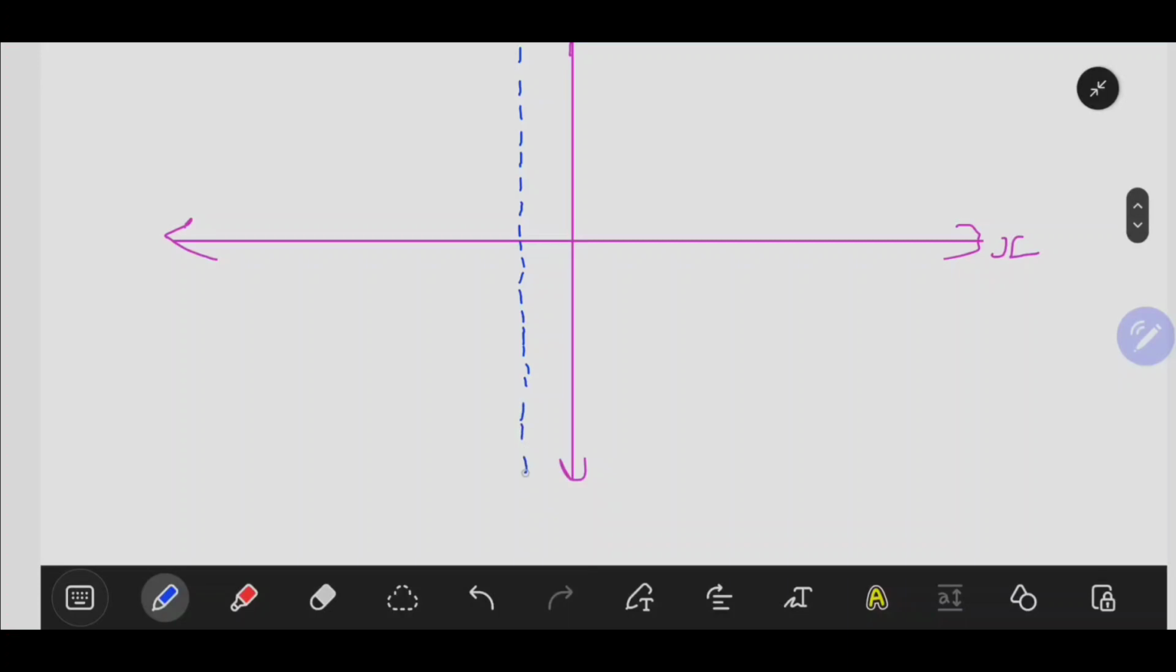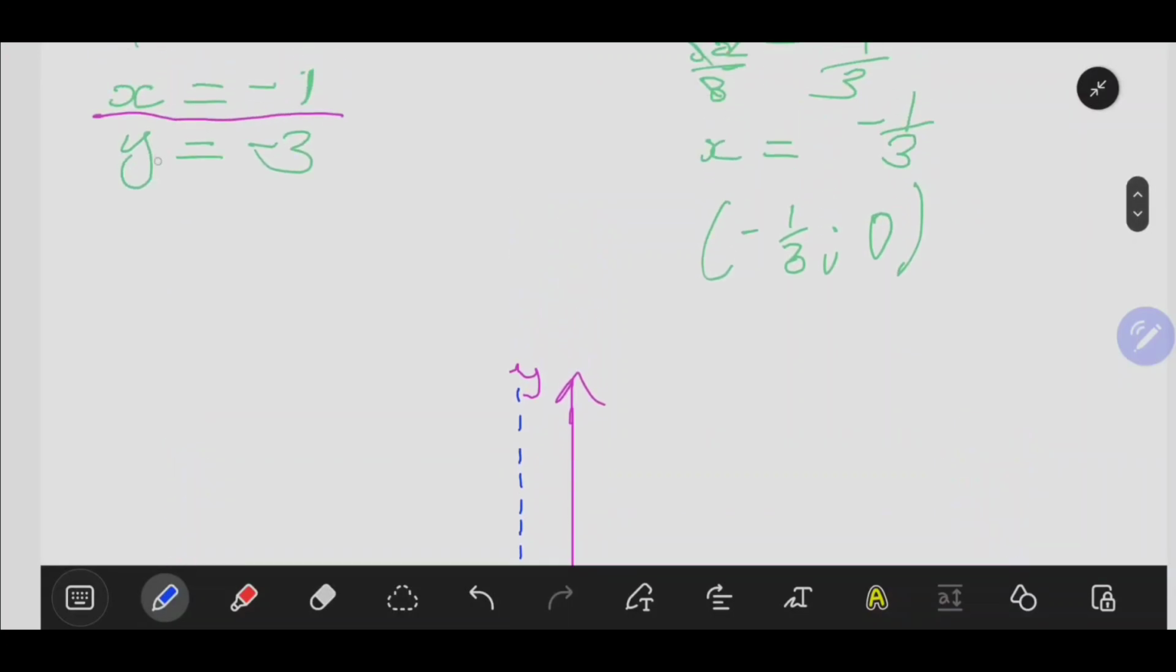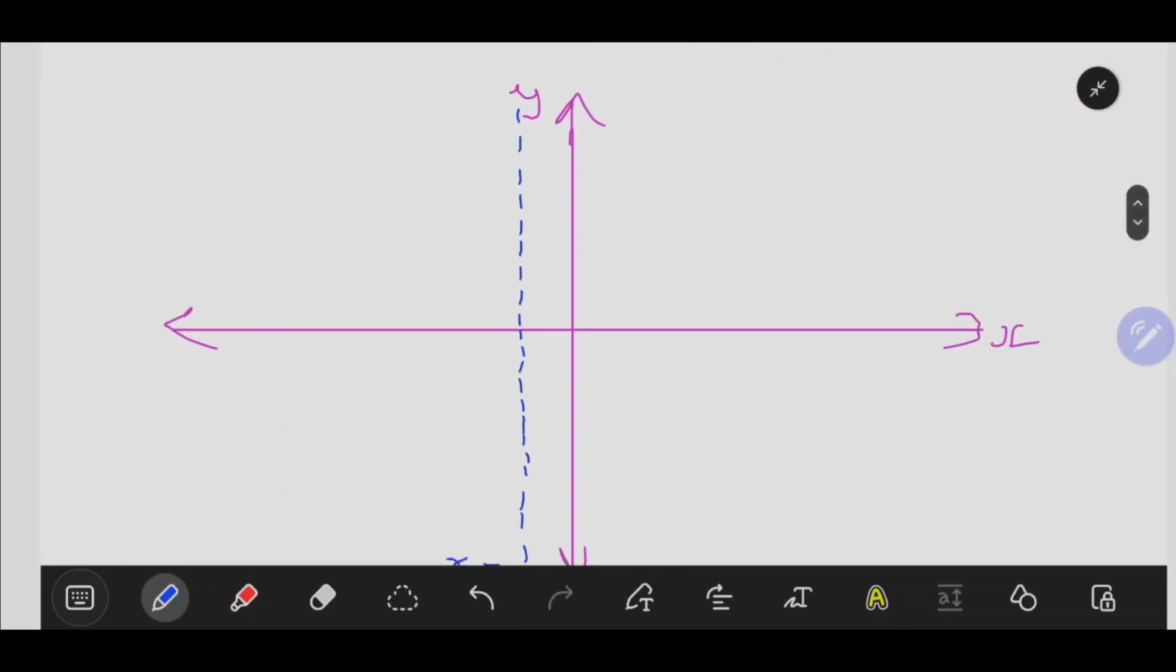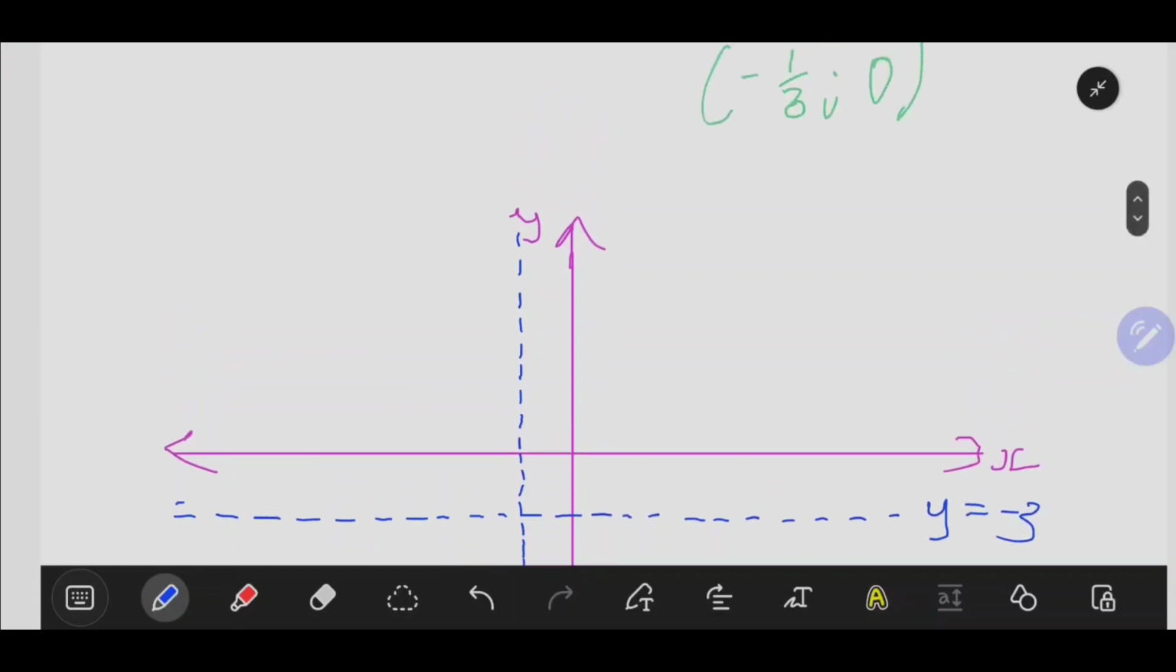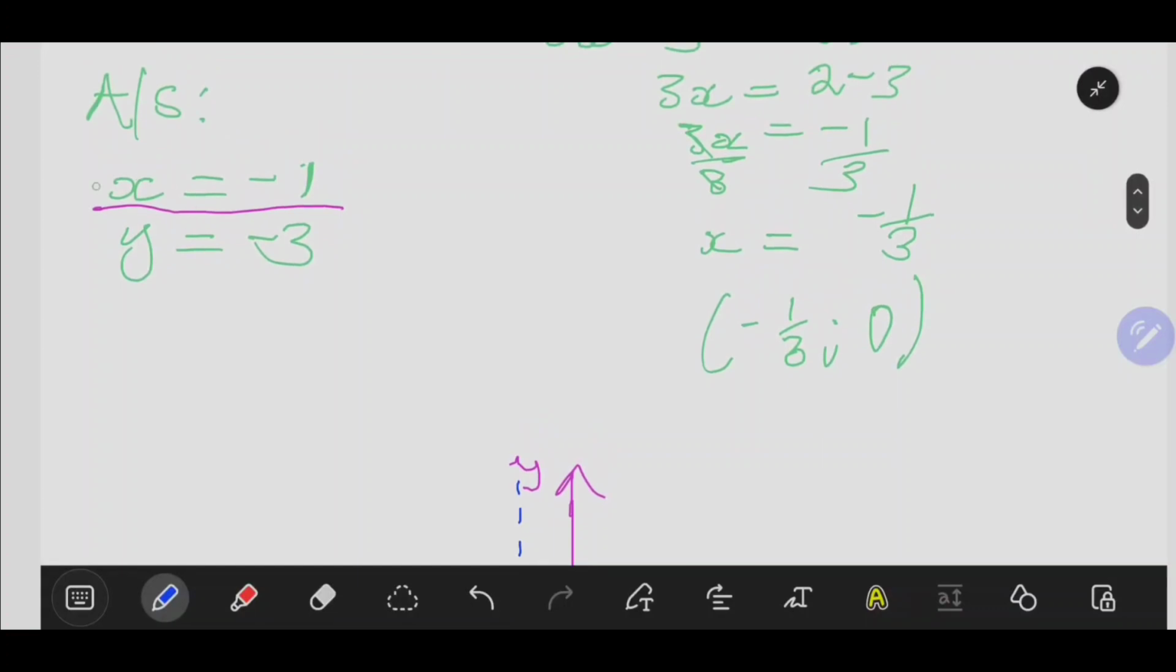So this is our x asymptote. Then you can write this is x is equals to -1. And then we also have our y asymptote at y is equals to -3. Then it can be a point here, a horizontal line here. Then we can say this is y is equals to -3. Then we have drawn our axis of symmetry or our asymptote.